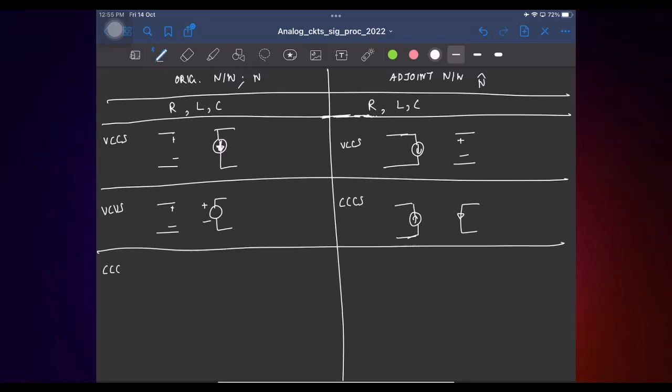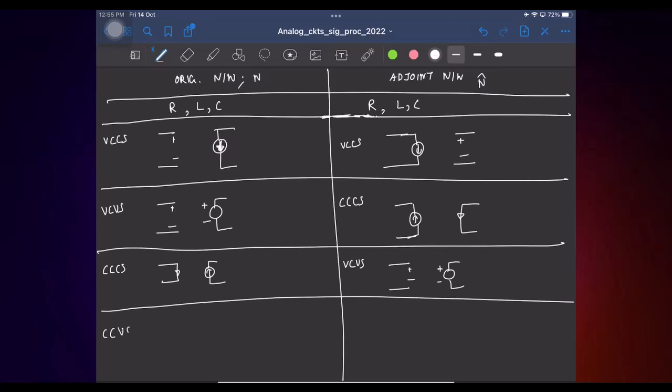Similarly, if this is a current controlled current source, this will be a voltage controlled voltage source. And lastly, if it's a current controlled voltage source, current is sensed like this and voltage is output like this. This will also be replaced by the same current controlled voltage source, just the element is flipped. Okay.